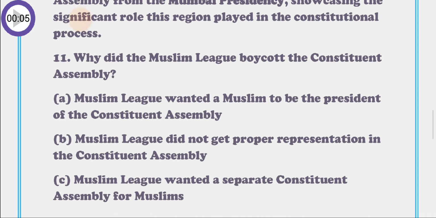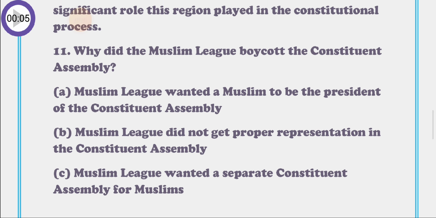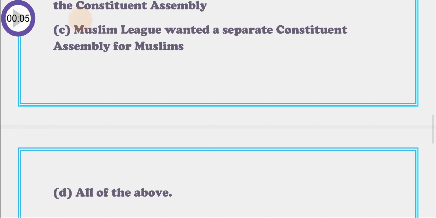Question number 11. Why did the Muslim League boycott the Constituent Assembly? A. Muslim League wanted a Muslim to be the president of the Constituent Assembly. B. Muslim League did not get proper representation in the Constituent Assembly. C. Muslim League wanted a separate Constituent Assembly for Muslims. D. All of the above.